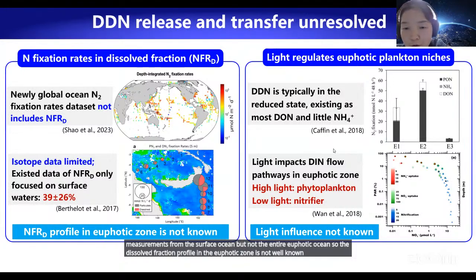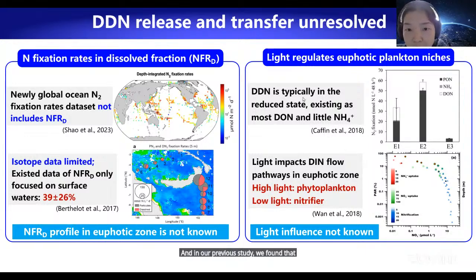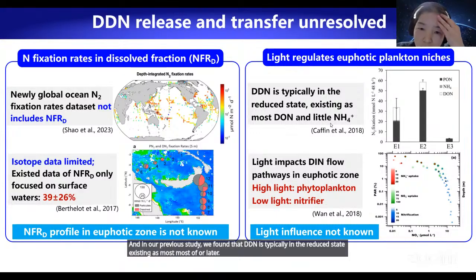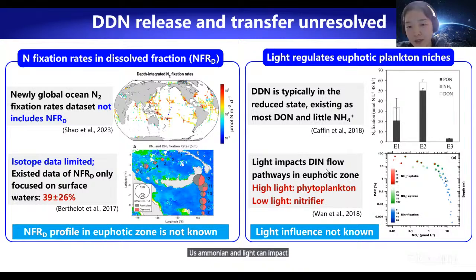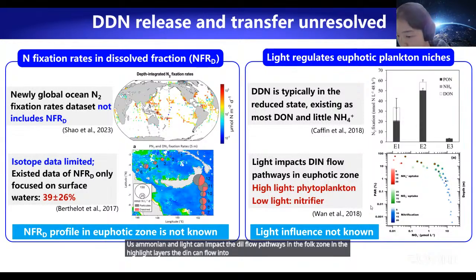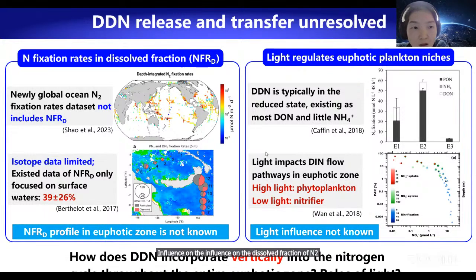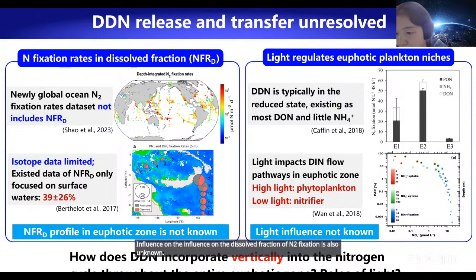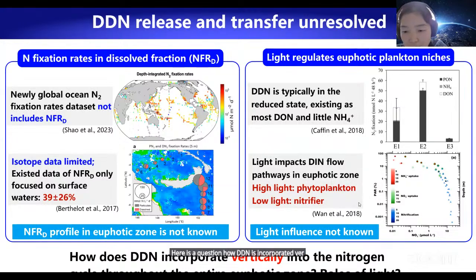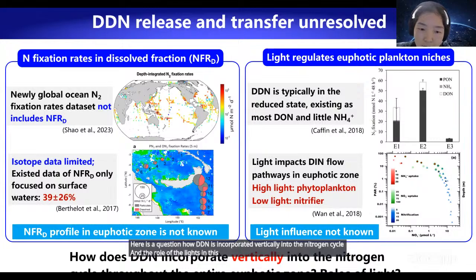And in our previous study, we found that the DDN is typically in the reduced state, existing mostly as DON or later as ammonia, and light can impact the DDN flow pathways in the euphotic zone. In the high light layers, the DDN can flow into the phytoplankton, while in the low light layers, reduced nitrogen can flow into the nitrifiers, though the light influence on the dissolved fraction of N2 fixation is also unknown. So here is a question: how is DDN incorporated vertically into the nitrogen cycle, and what is the role of light in this DDN release?